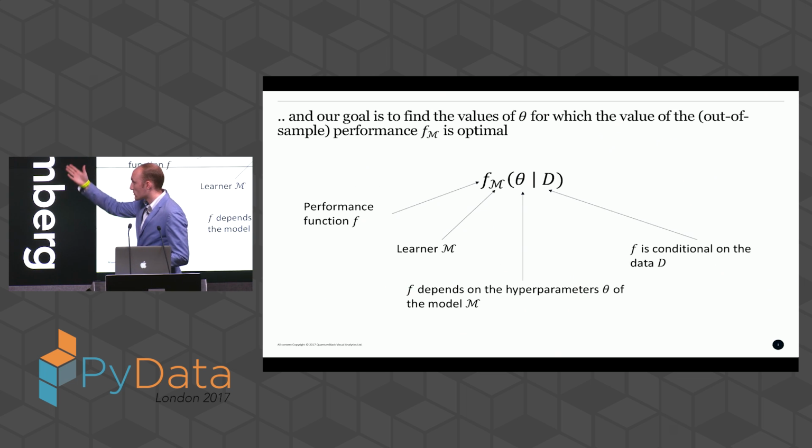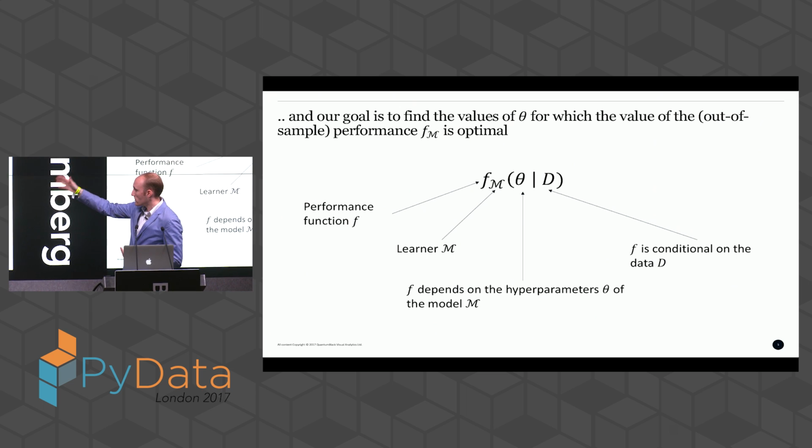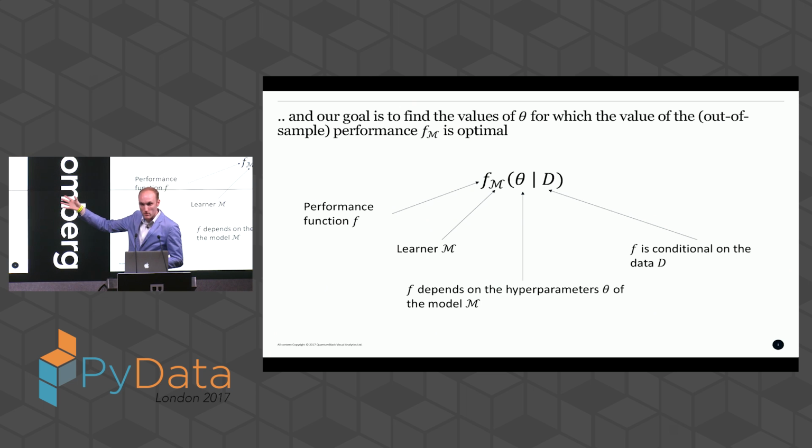So this is our general setting. We have the performance function f, a learner m. This performance function depends on the model, and the model depends on the hyperparameters, so really we can say that our out of sample performance depends on how we choose the hyperparameters of our model. And again, this is all conditional on the data we have, right? So I specified it here, but I'm not going to mention that dependency again and again. It's conditional on the training data.